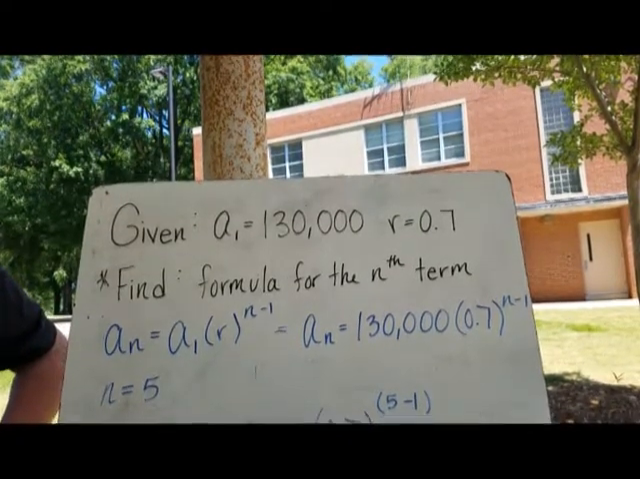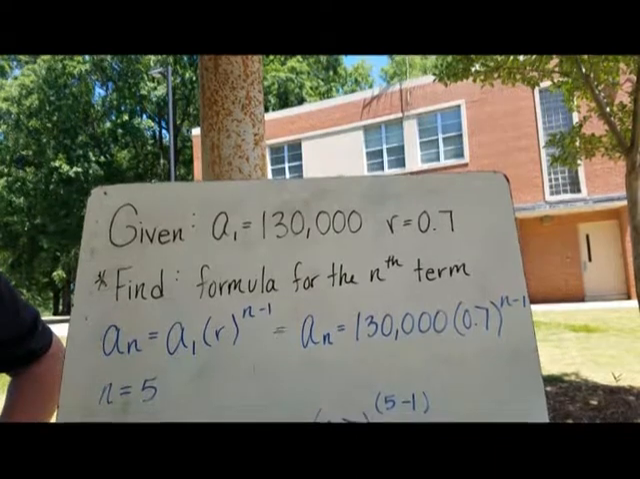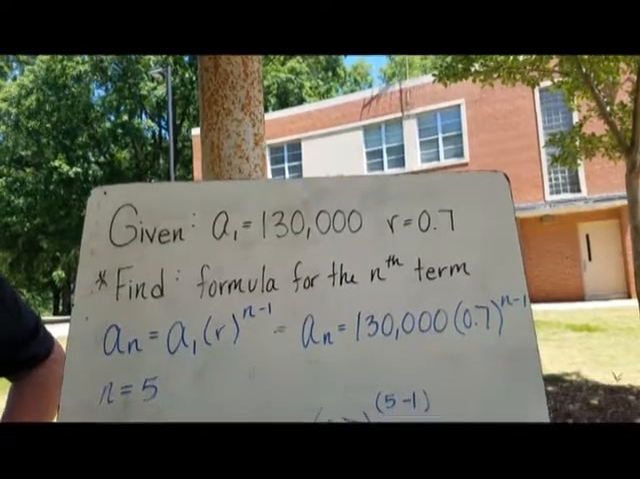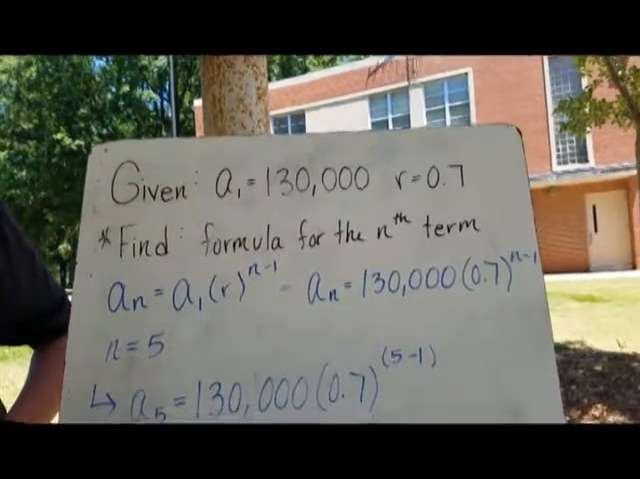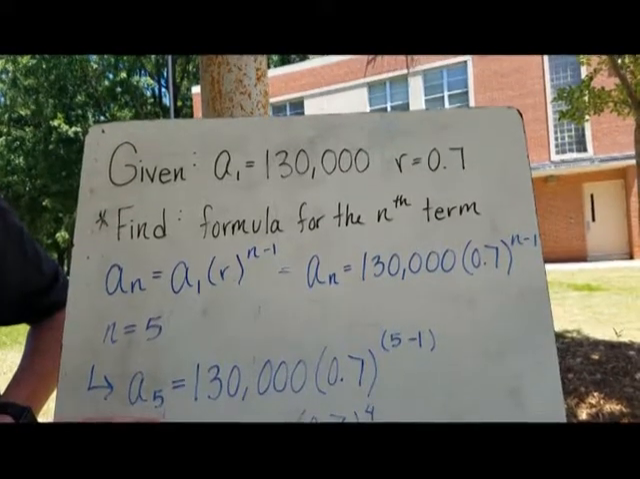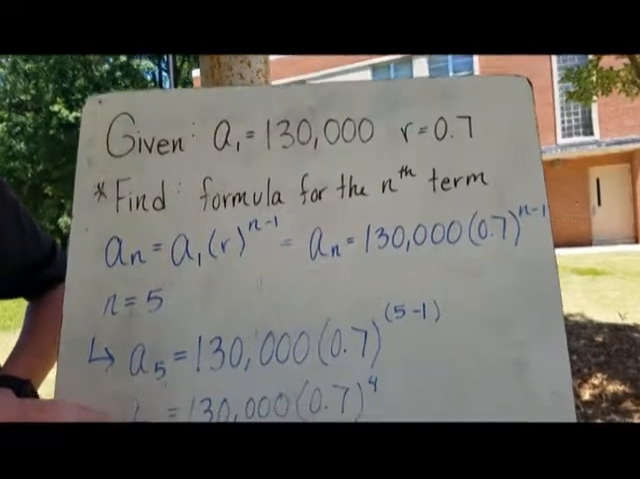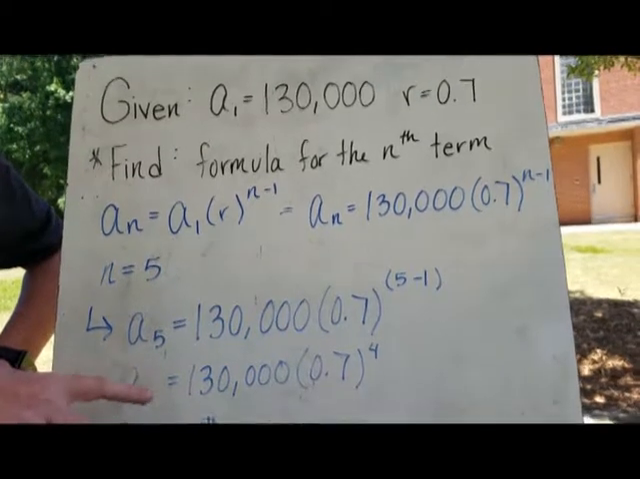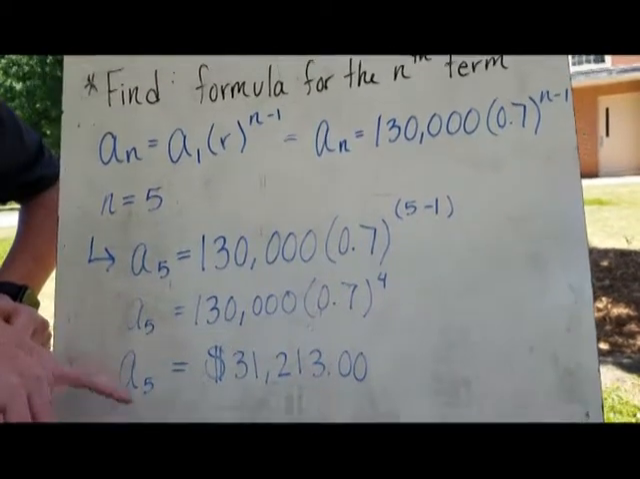And then for the second part of the problem, we are asked what the value of the vans will be after 5 years. So a5 equals 130,000 times 0.7 raised to the 5 minus 1, and 5 minus 1 is 4. So 130,000 times 0.7 to the 4th, which is equal to $31,213.